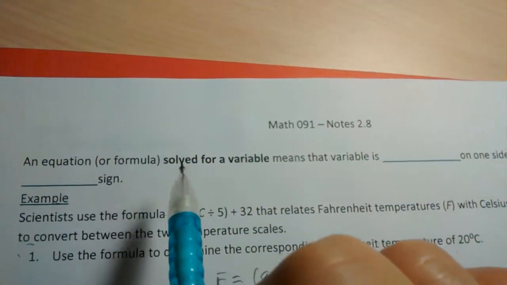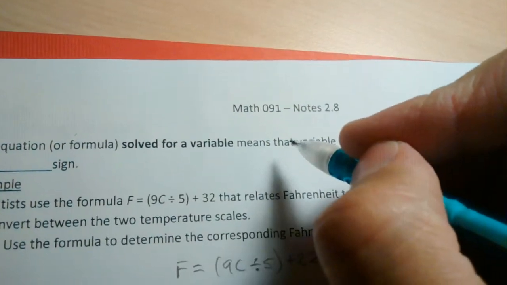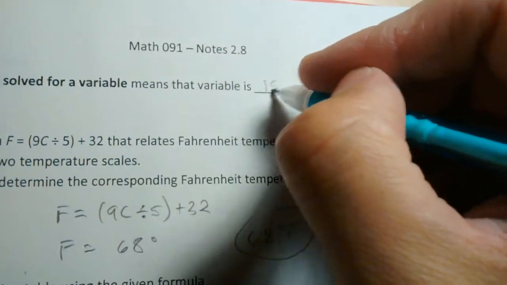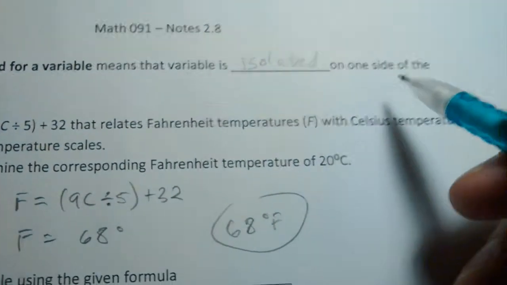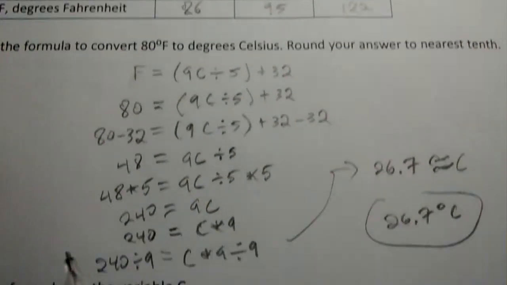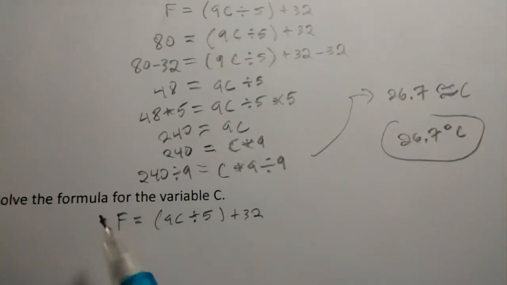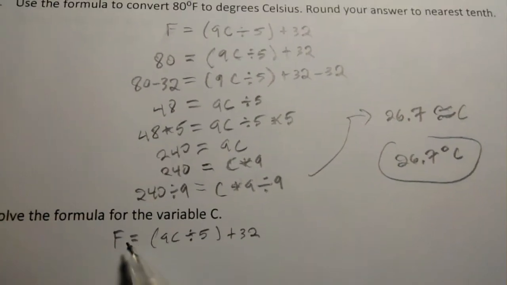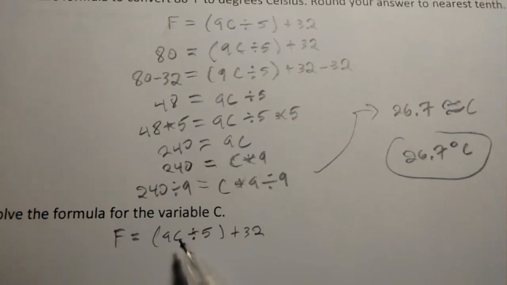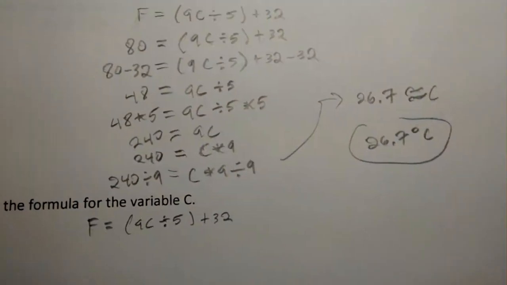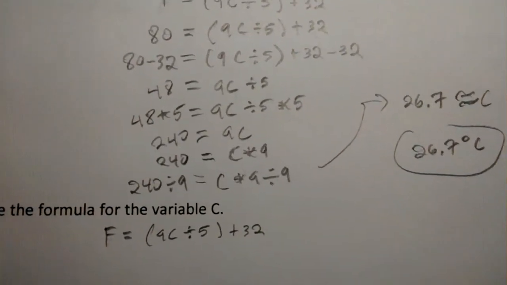An equation or formula solved for a variable means that variable, whatever is indicated, is isolated on one side of the equal sign. So as it stands, this formula right here is really solved for f. F is isolated on one side of the equal sign. We'd like to solve this formula for c. So in other words, get c by itself on one side of the equal sign, and I'll show you why we would do that after we perform it.